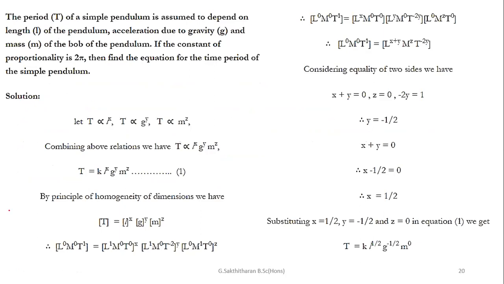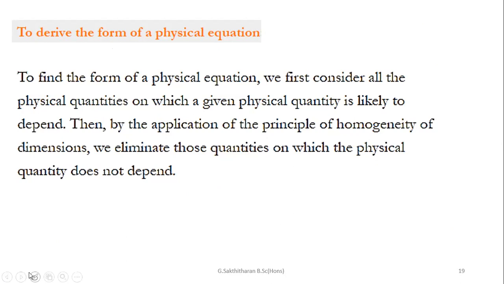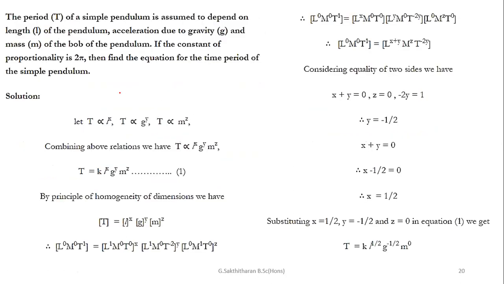The example of this application is to derive the form of a physical equation. Here, the period T of the simple pendulum is assumed to depend on the length L of the pendulum, acceleration due to gravity g, and mass m of the bob of the pendulum. If the constant of proportionality is 2 pi, then find the equation for the time period of the simple pendulum.